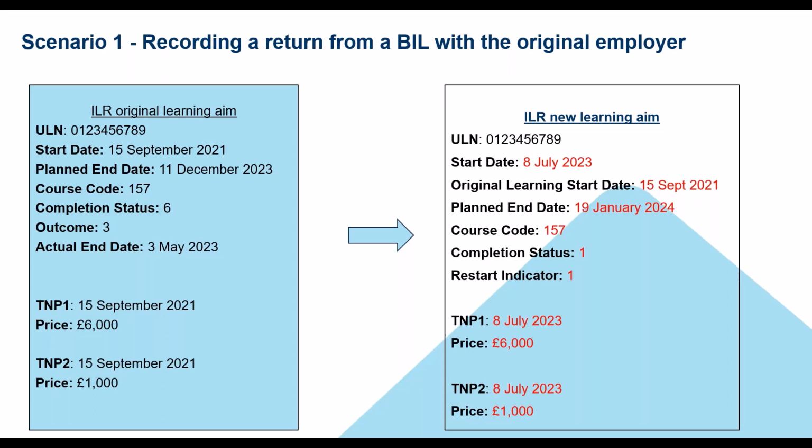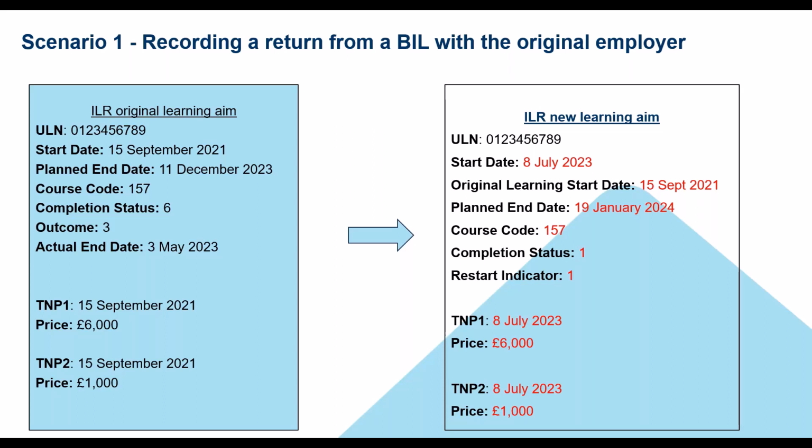Okay, so the first scenario is how we would record a learner as returning from a break in learning with the original employer. So there is no change of employer before or as part of this return from the break. So over on the left, we have the original learning aim that we previously closed. And we can see in this learning aim that there wasn't a change of employer, as I say, because there's no TNP3 and TNP4 there. So what we do is we leave that original learning aim untouched and we open a new learning aim, and this is the one that we can see on the right.